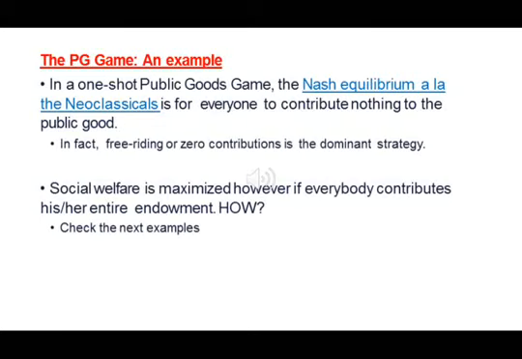Okay. However, as we will see from the coming examples, social welfare will be maximized if everybody contributes his or her entire endowment to the public fund or to the public account. How? We're going to look at the next examples and clarify this point.